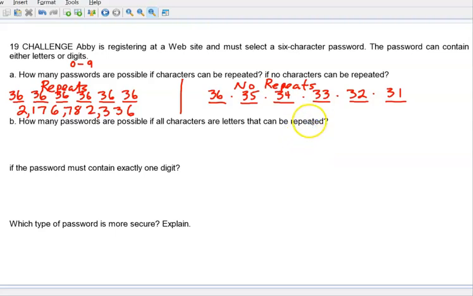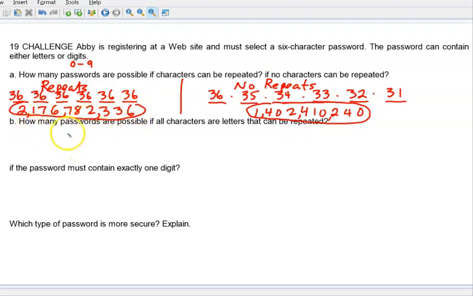And so the fundamental counting principle would say I just multiply all of those numbers together. And if you multiply those together, you get 1,402,410,240. So those are the 2 different answers that we got for letter A.